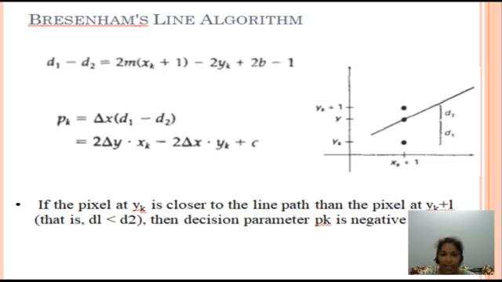So if the pixel at yk is closer to the line path than yk+1, that is d1 less than d2, then the decision parameter will be negative. So pk will be negative when d1 is less than d2. So if pk is less than 0, or if pk is negative, or we can say if d1 is less than d2, then we will select yk.